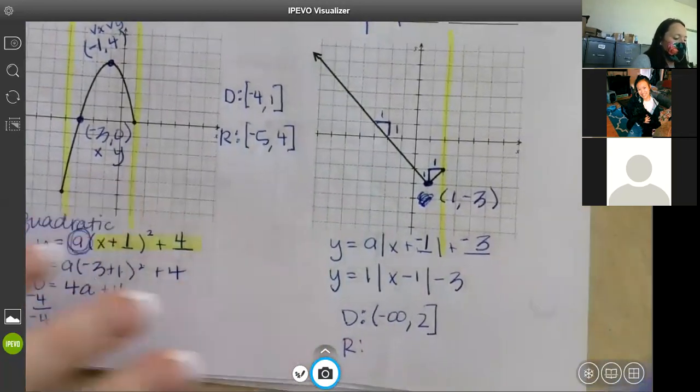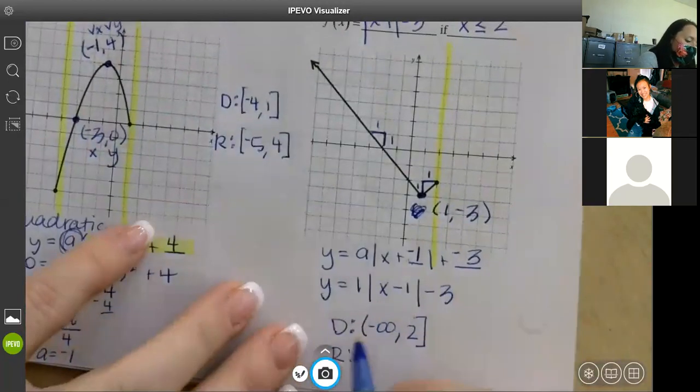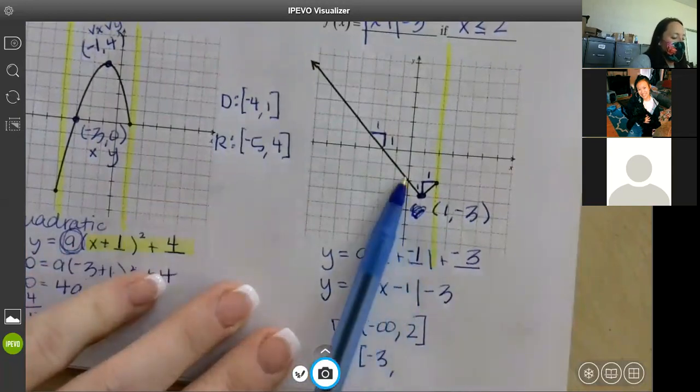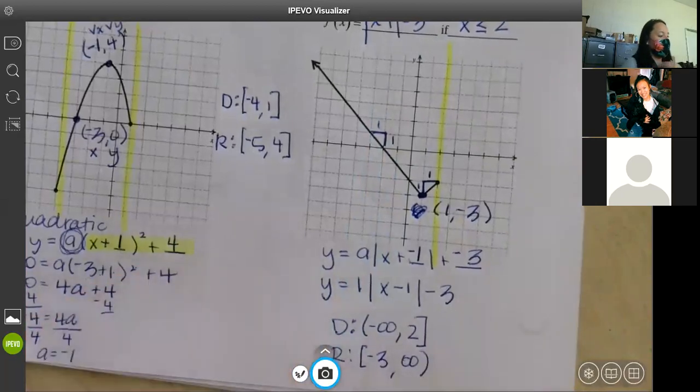All right, range at the bottom. What's the lowest it goes? -3. It is a closed point, so we're going to bracket it. How high does it go? Infinity. Very good. Again, you'll have to do domain and range on your test.